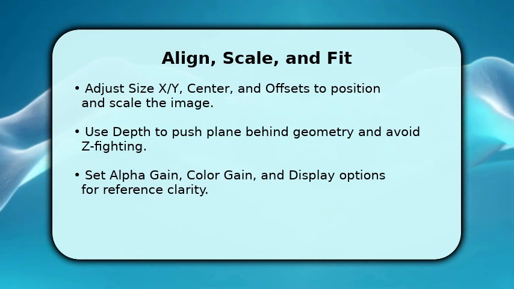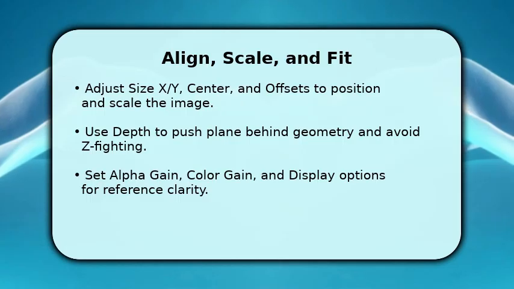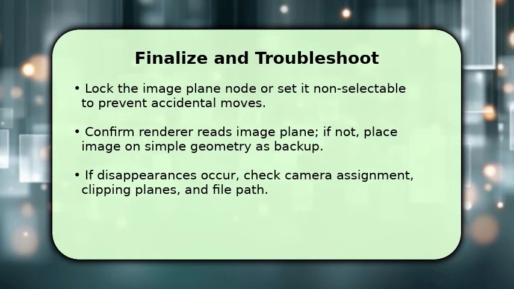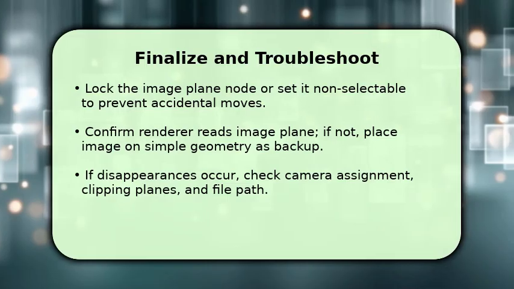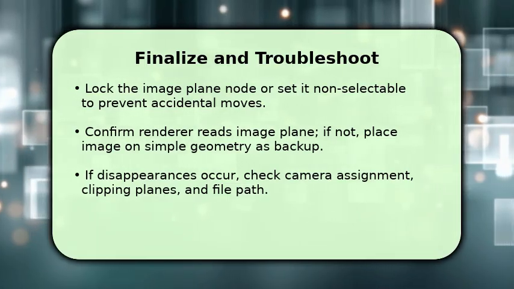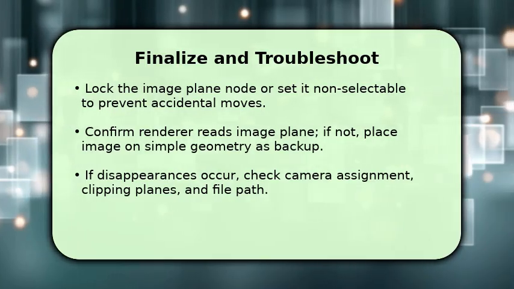Make sure the image matches the scene's orientation and resolution for accurate tracing. Finish by locking or making the image plane non-selectable so you don't nudge it during work. Orbit and test from the render camera. Render a quick frame to verify the reference appears in the final output.